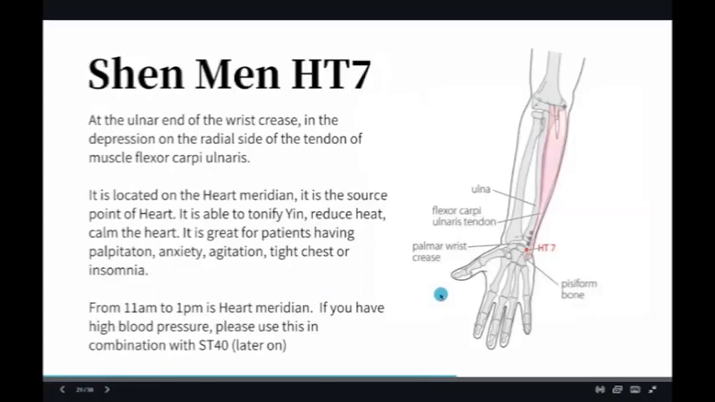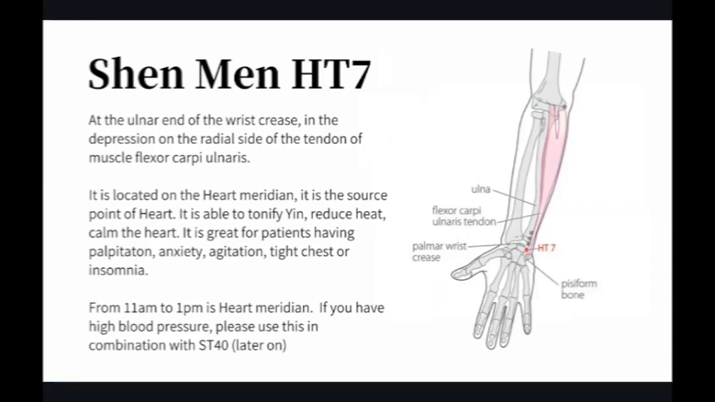We're just going straight into Shenmen. Shenmen, the Heart 7, so save you time from Googling. So we just covered the Sanjiao 5, which was the three fingers up. Now we flip over to the inside of the wrist. So it's at the ulnar. So ulnar is here and radius side is here.